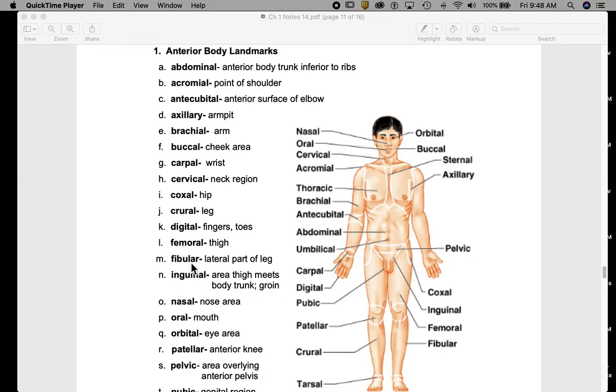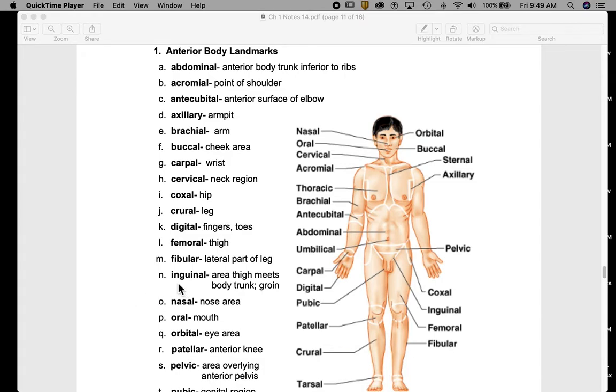Fibular. So here's an example where we don't add the AL because it would sound silly. It's the lateral, that means the outside part of the leg. You have 2 big bones here. The front one's called the tibia, and the side small strap bone is called the fibula. So therefore, the lateral outside portion of the leg is called fibular.